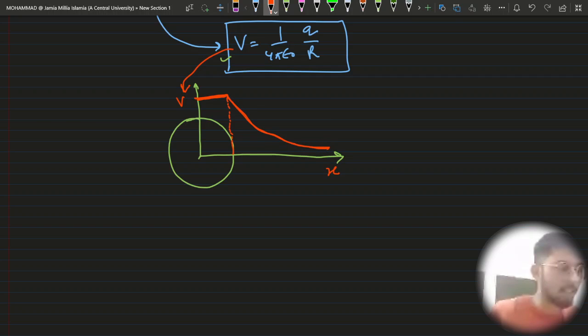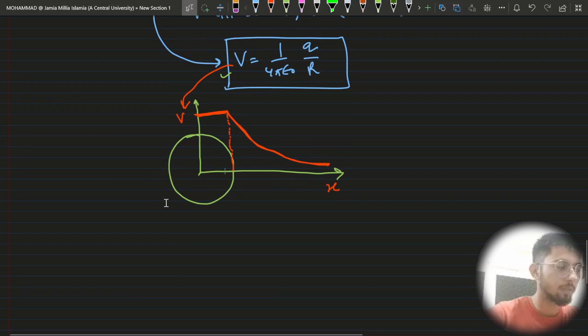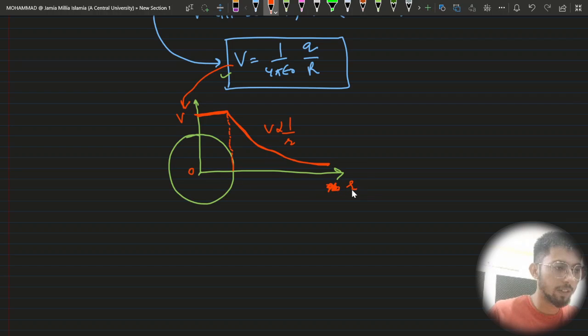This is what the graph will look like. So here V is proportional to 1 by r. Here V is 1 by 4 pi epsilon naught q by R. This is the center of the sphere. You can just write it as r, not X.